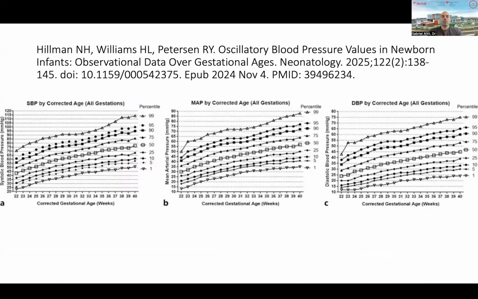There are also recent curves that were published in Neonatology. So I'm providing this as a reference. And you can see here that this is by corrected age for systolic, mean, and diastolic pressure, and it just provides you kind of where we are in terms of the fifth percentile as per this particular cohort study. And this is using cuff BP.